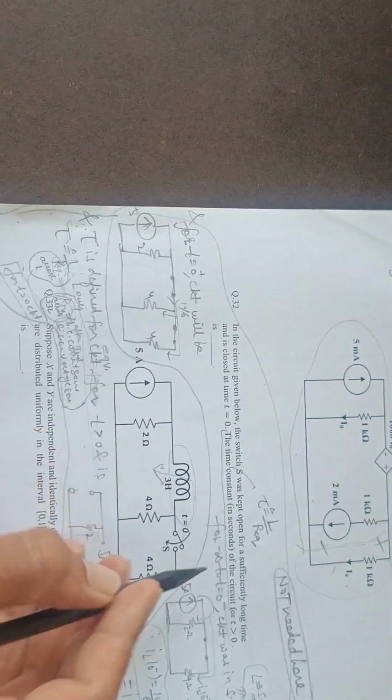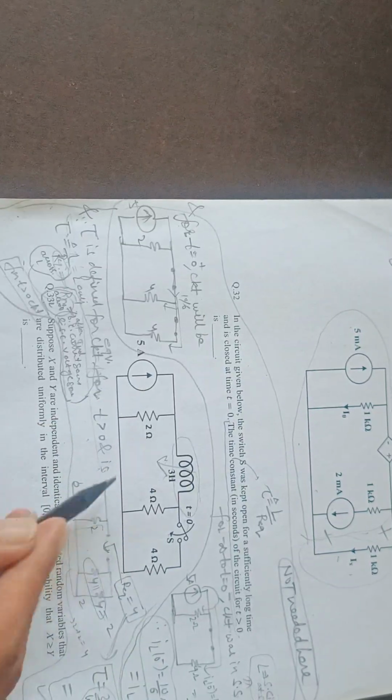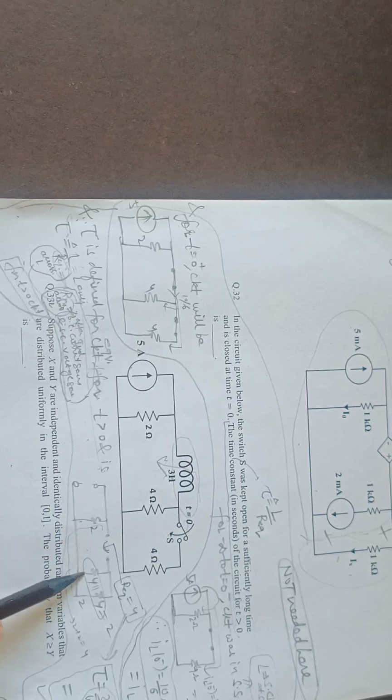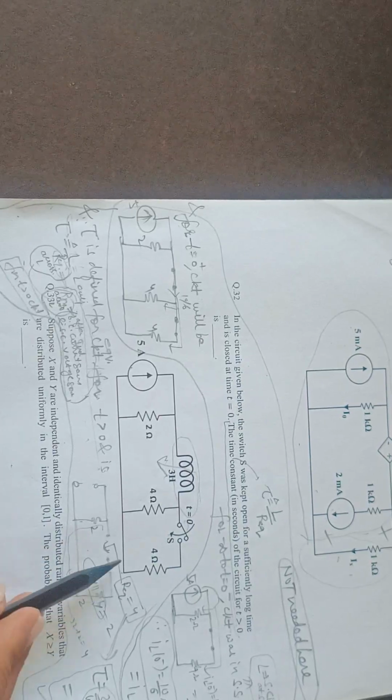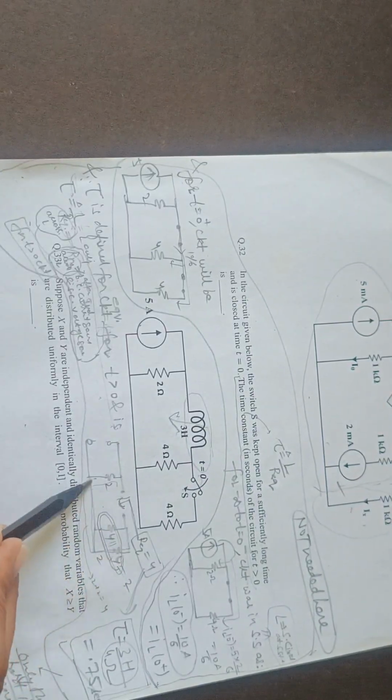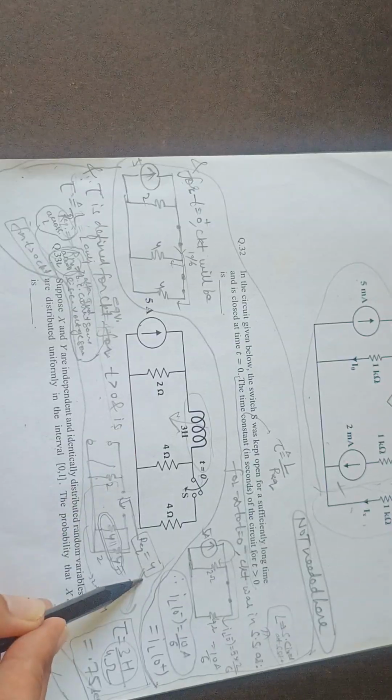To find RTH across L means this thing will be open circuit. Okay, and this will be 2, this will be 4, and this will be 4, and from here we will find the RTH. So you can see that these 4 and 4 are in parallel, so they will be 2, and these 2 and 2 are in series, so they will be 4. So R equivalent is 4.